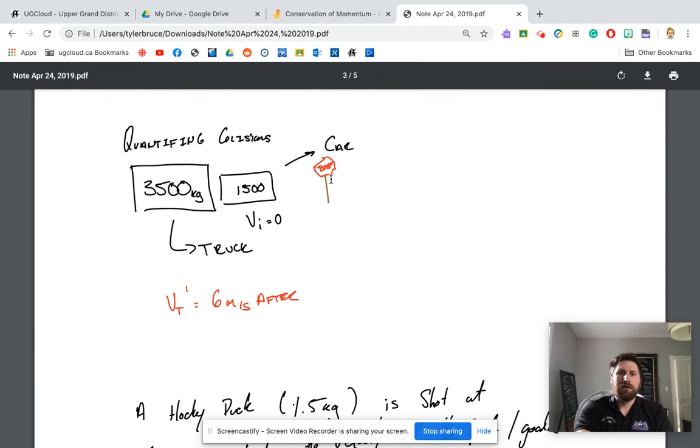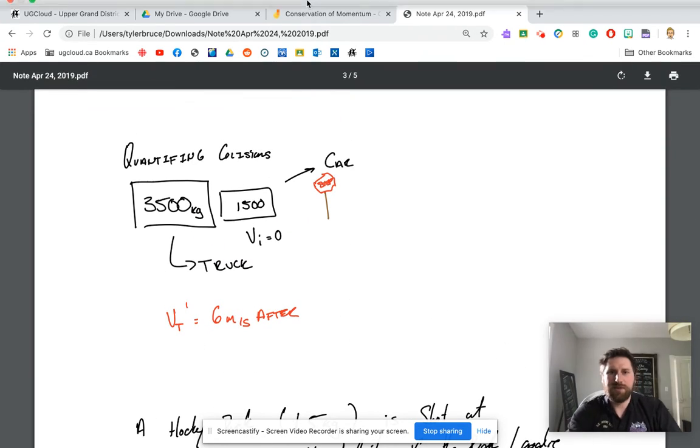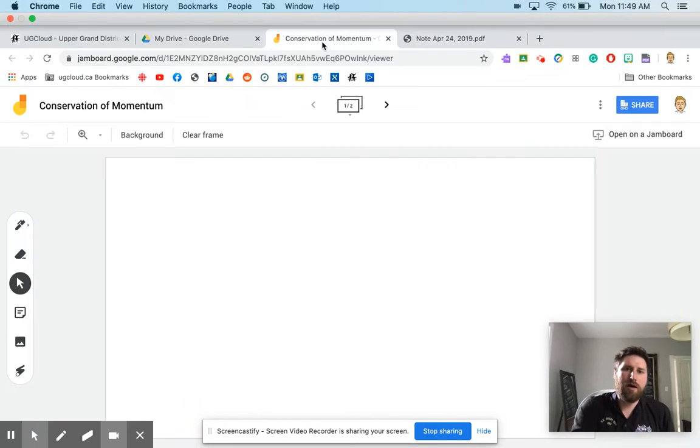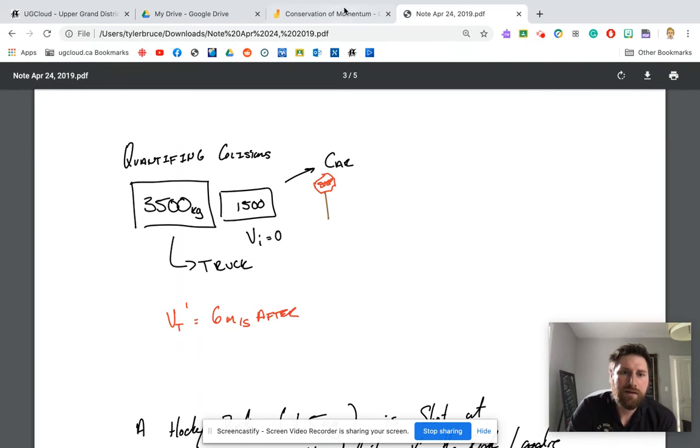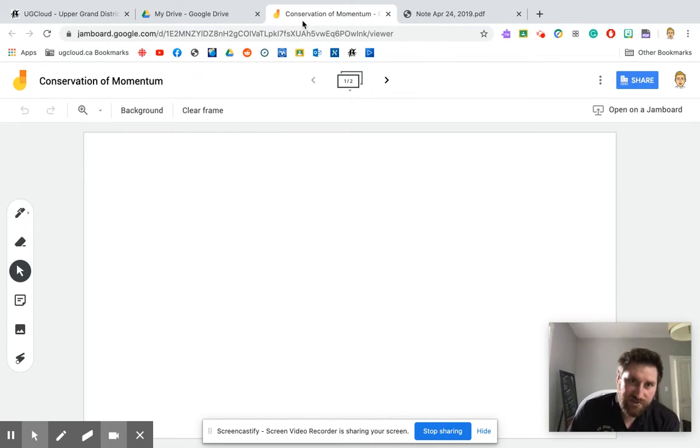Okay, so let's just do an example. I'm going to try something new that I think we can do in our office hours. If I go on my iPad here, you should be able to see what I'm writing. So in this case, there is a truck stopped at a stop sign.